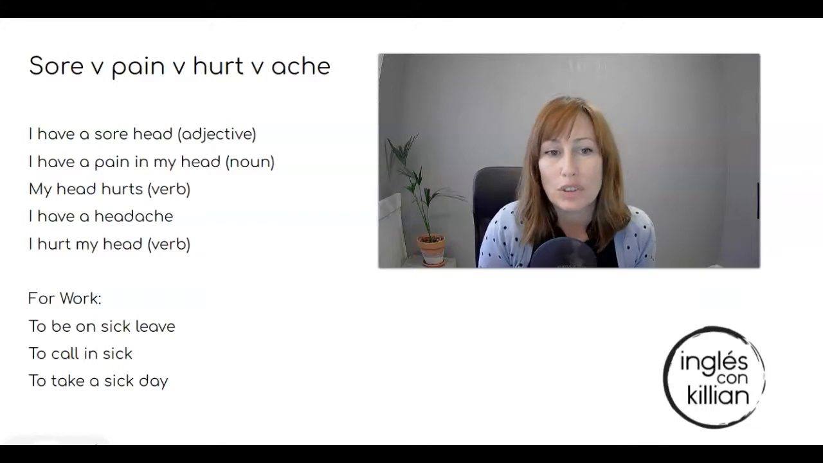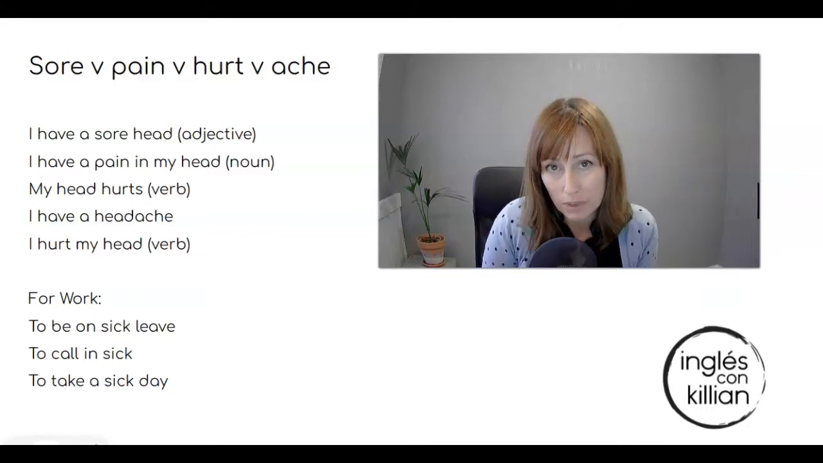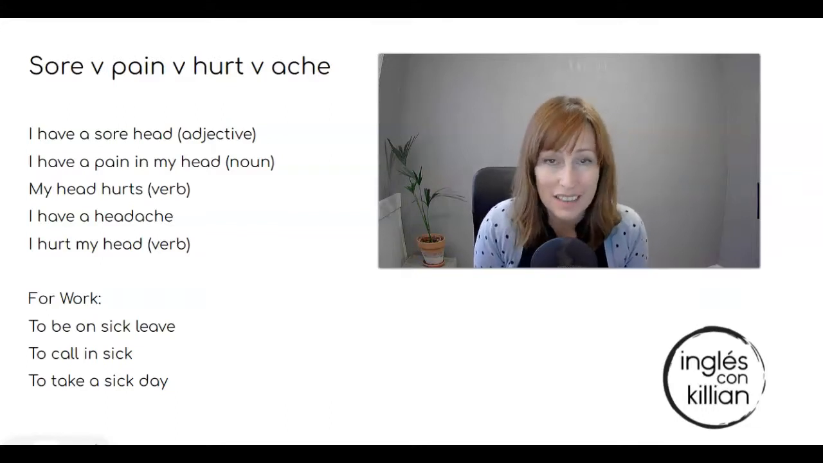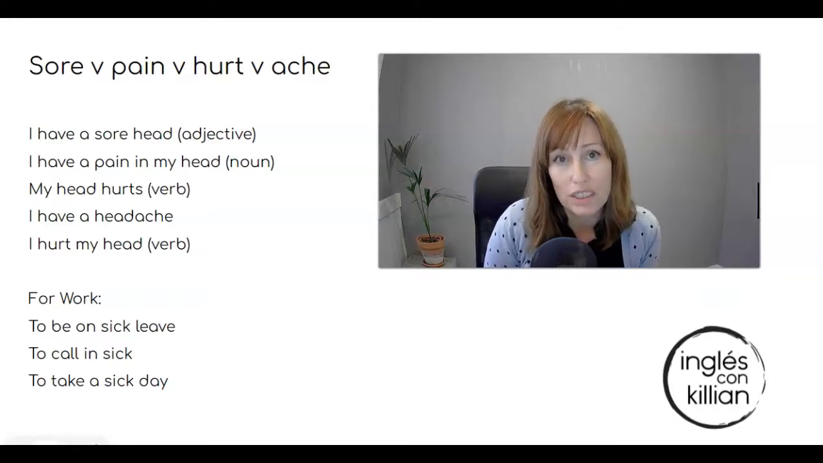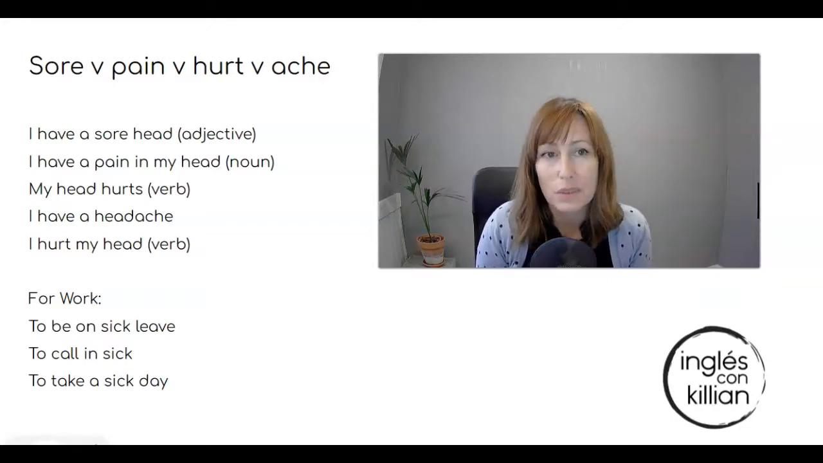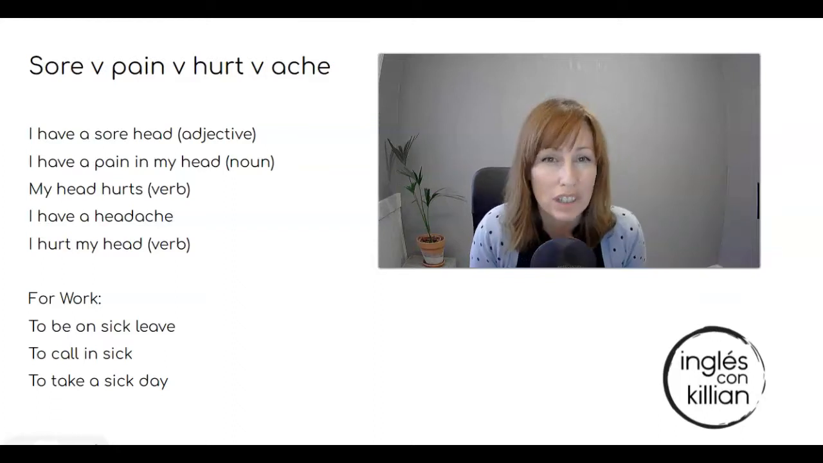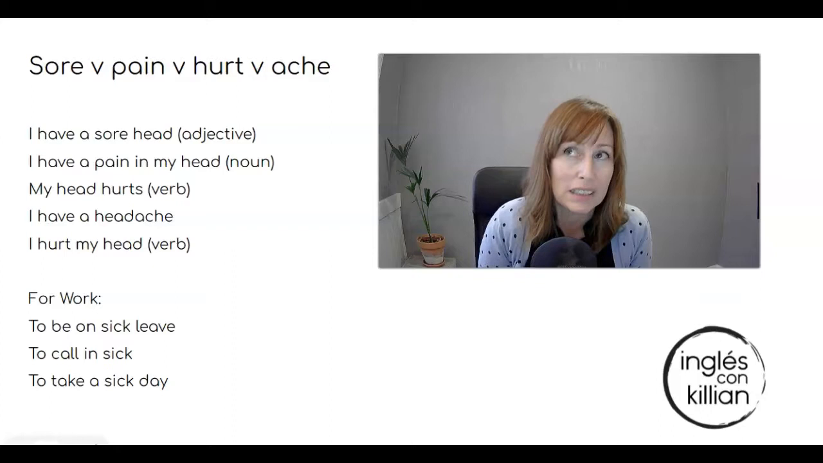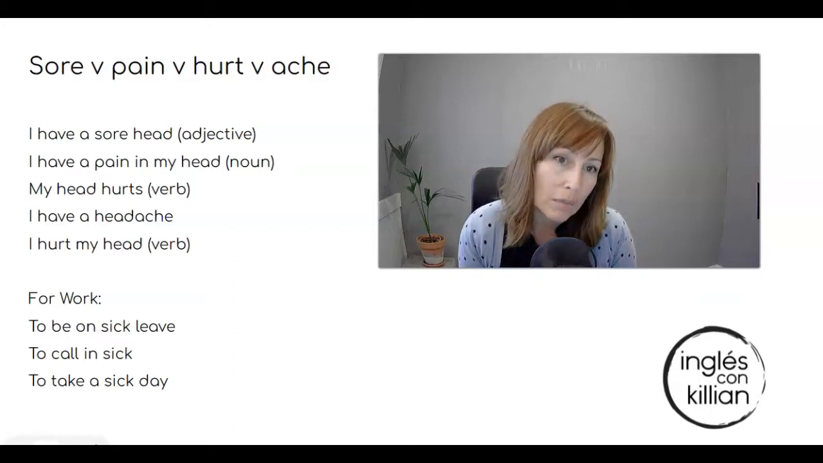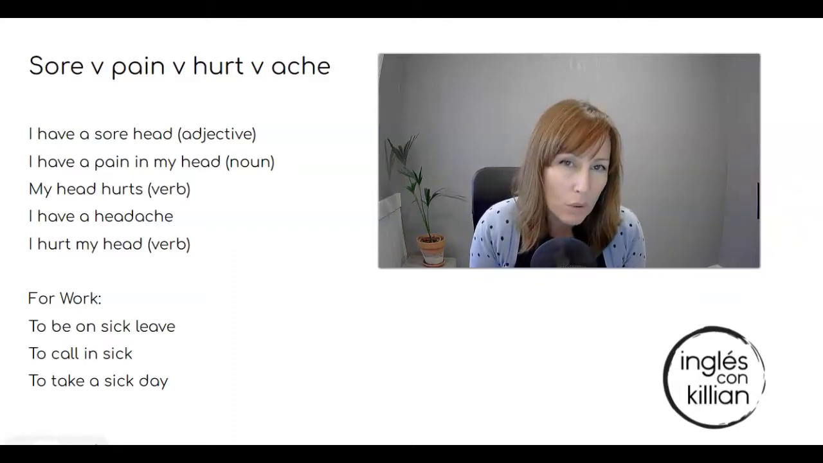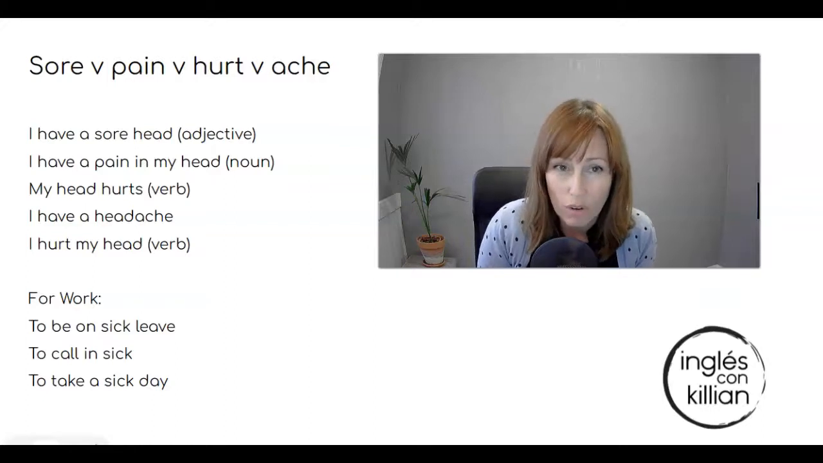And you can also use ache as a verb. For example, my head aches. My foot aches. The difference between ache and pain is that pain is more general and ache can be more longer term and maybe not so severe, not so strong, okay?